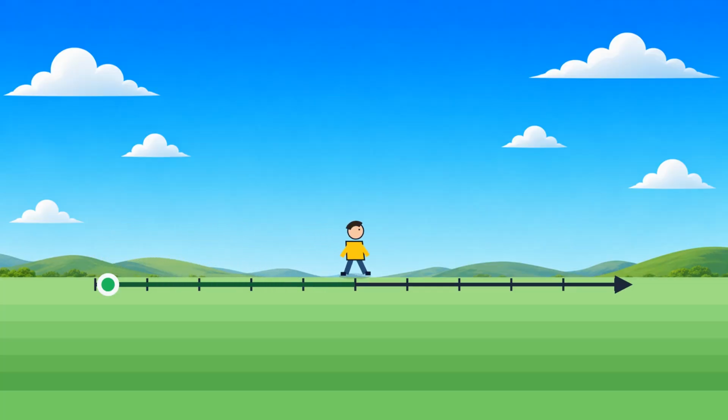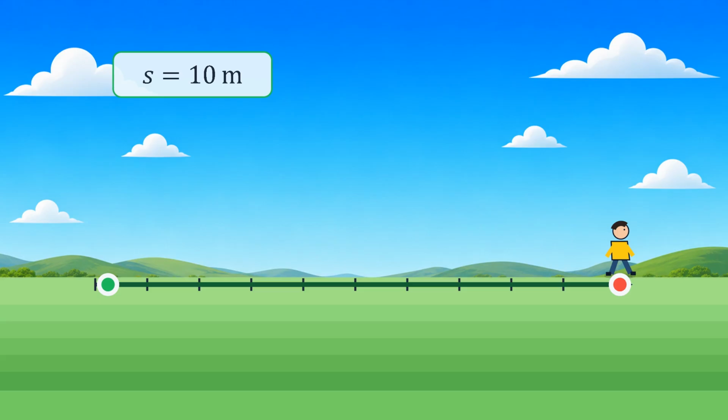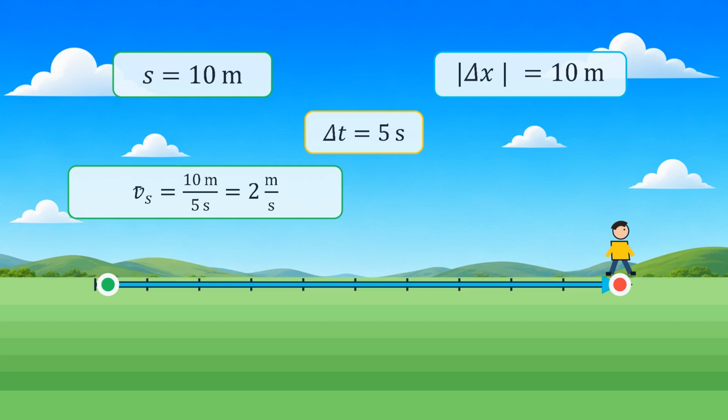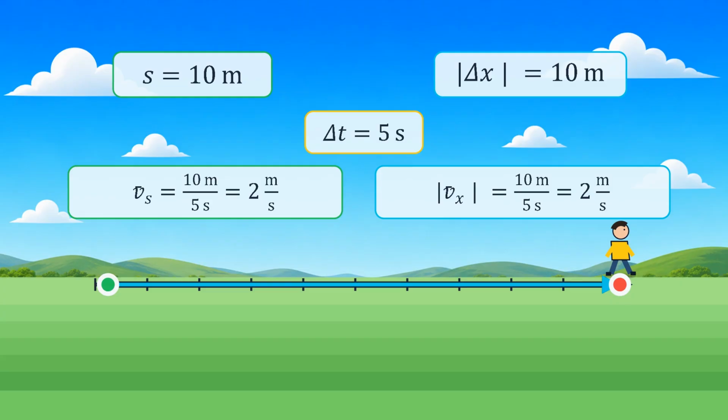Imagine a person walking 10 meters directly to the right without turning back. The distance is 10 meters. The magnitude of displacement is also 10 meters, because the final position is 10 meters from the initial position. If the trip takes 5 seconds, the average speed is 10 meters divided by 5 seconds, which equals 2 meters per second. The magnitude of average velocity is also 10 meters divided by 5 seconds, which equals 2 meters per second. The values are equal because the actual path lies exactly on the straight displacement segment from the initial position to the final position. There is no turn, no detour, and no motion back toward the start.